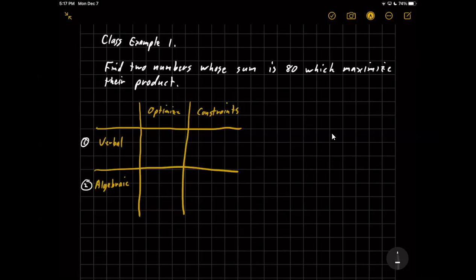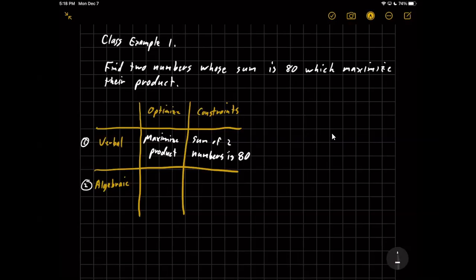It says we're supposed to find two numbers whose sum is 80, which maximizes their product. What we want to do is maximize. You could just write the words "max product." That's what goes in the first column. The constraint is that the sum of the two numbers is 80. Because if you could take any two numbers you wanted and find their product, the product could get infinitely large. But the constraint is that the sum of the two numbers can't be more than 80.